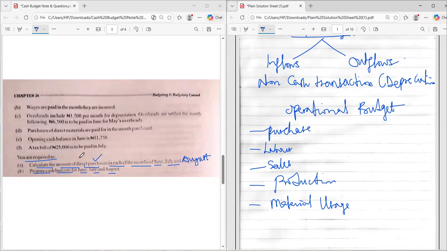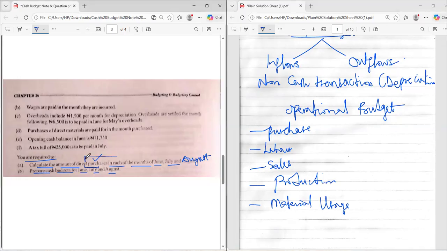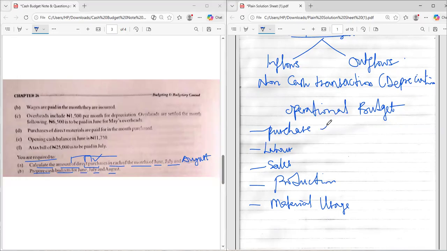All right, now let's see what we can do. The requirement A is saying to calculate the amount of direct purchase. So it therefore means that we are preparing a purchases budget. Does that make sense? Now, listen, when we start preparing the purchase budget, you're not cramming any formula. You're not cramming any format. I'll just let you know what you need to do.